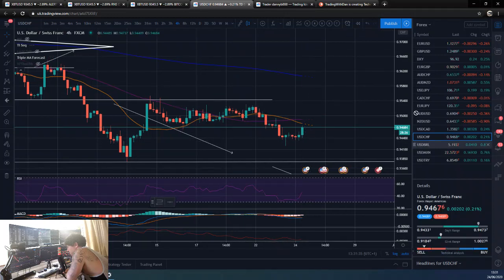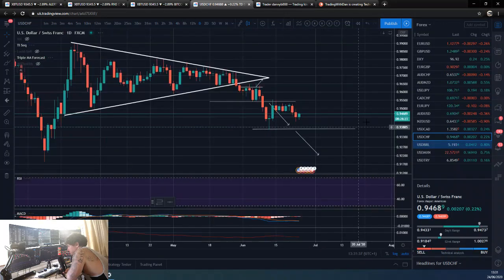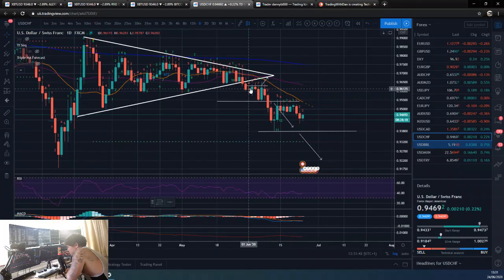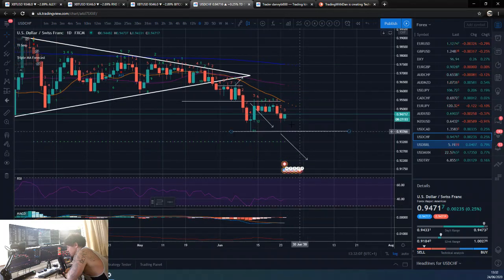US dollar, Swiss franc. Daily first. This is looking droopy. This is just looking like a backtest of this level here. We obviously broke out the formation, came down, tried to backtest the formation, broke down, took that level out, then tried to backtest the level we broke out, and now we look like we're going to come back down and test this. Could even call this a backtest of this level, but maybe we'll go up, maybe we'll go down, I don't really know, but at the moment we're in no man's land.